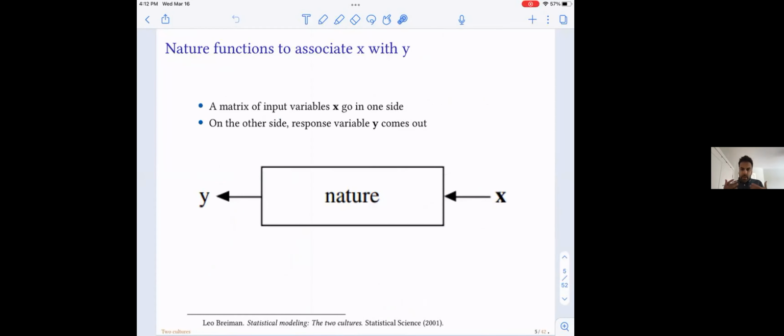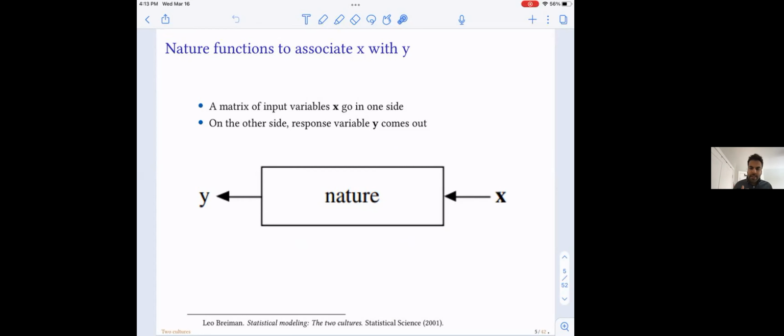And so what Breiman mentioned in one of the first things in his paper is that the way this relationship happens, we should try to see it through this sort of box here. This box is shown by nature. We have X, which are the inputs. It goes into this box. Nature functions on these inputs and then eventually spits out some sort of response variable.